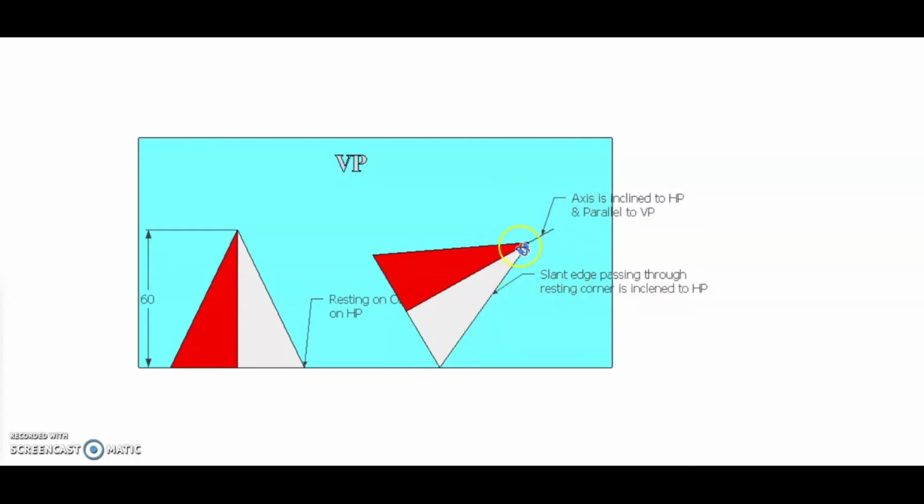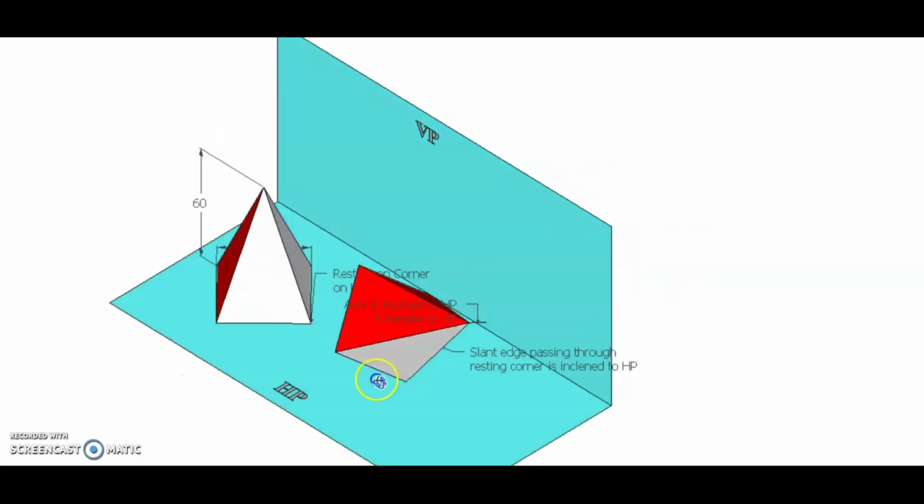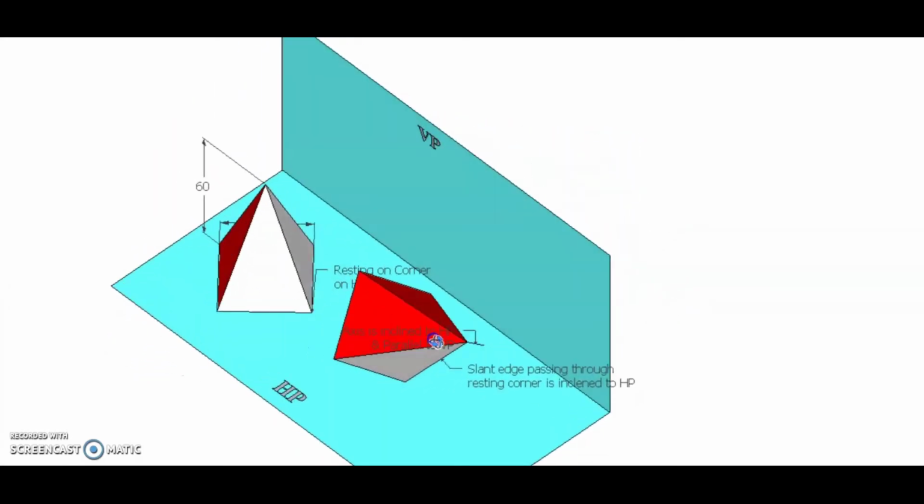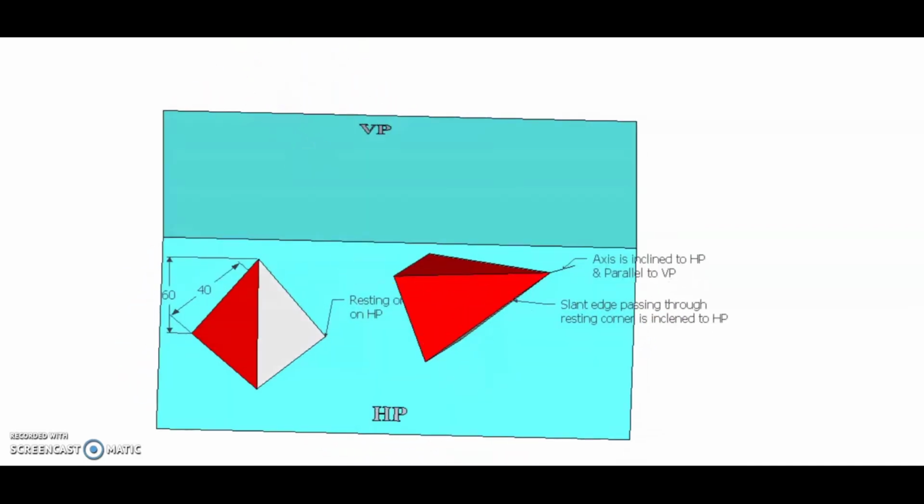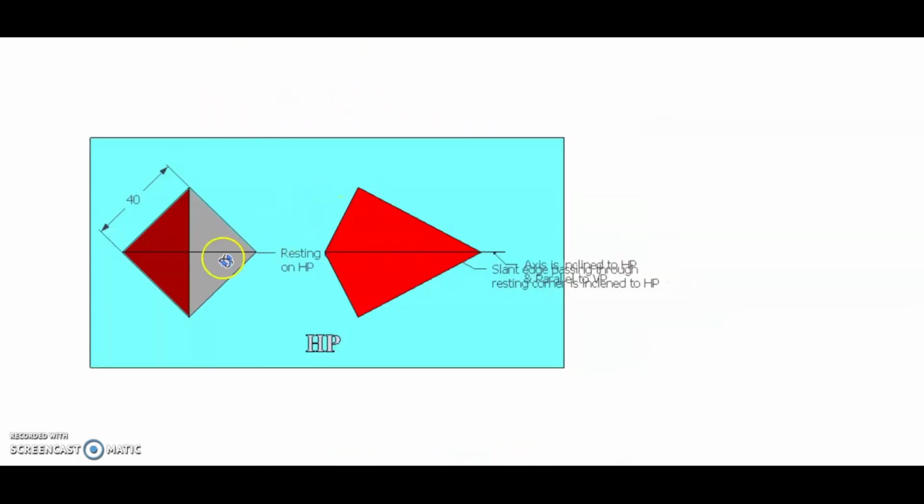If the slant edge is inclined to HP, then we have to consider this slant edge. Or if the axis is inclined, then we have to consider this axis inclination with respect to HP to redraw this figure. So in final condition, this will appear like this one. Now the top view for the initial condition will appear like this one.